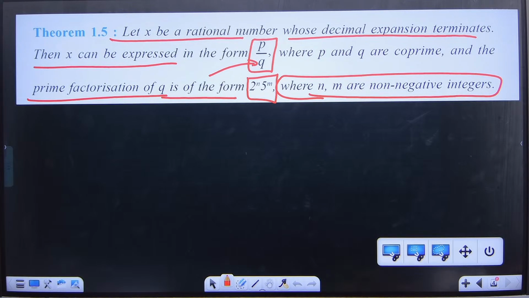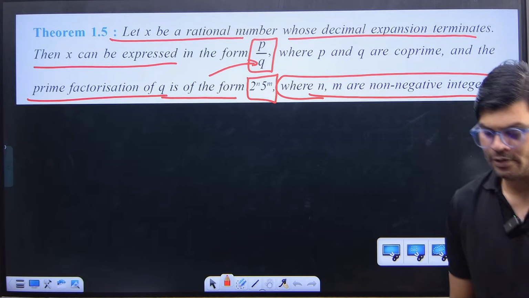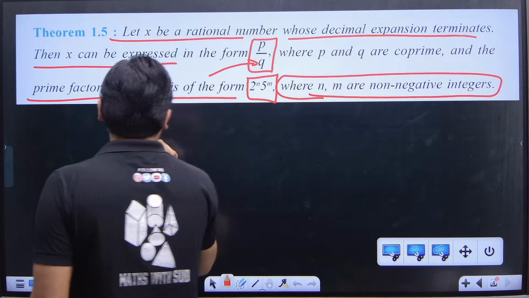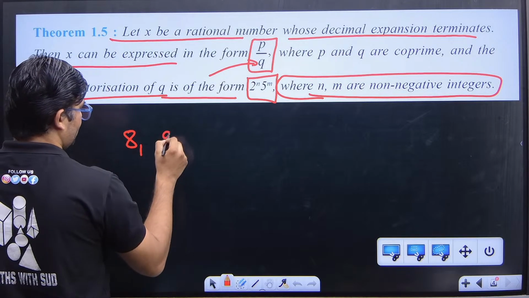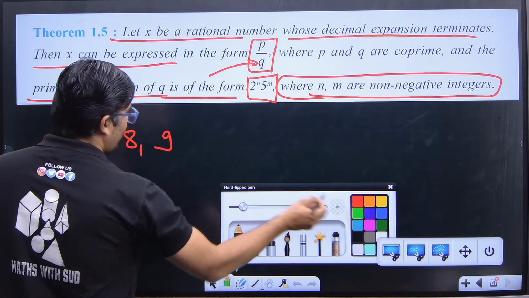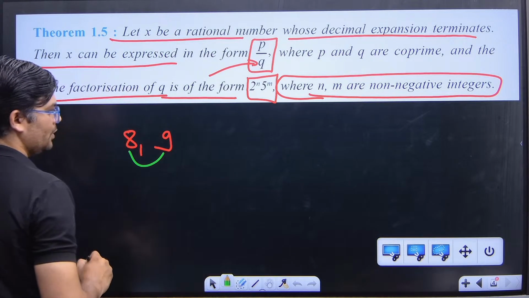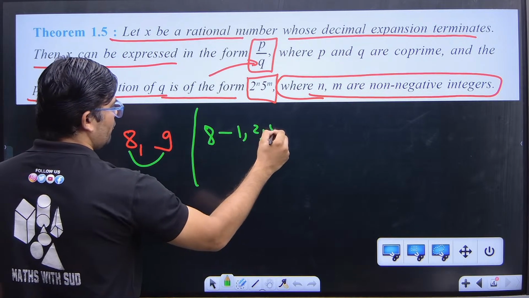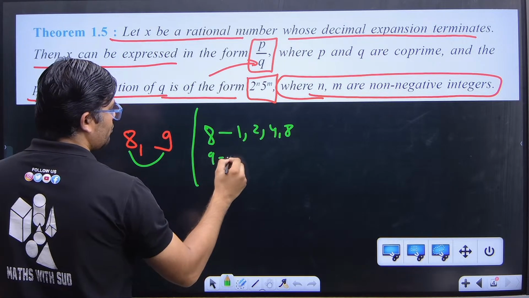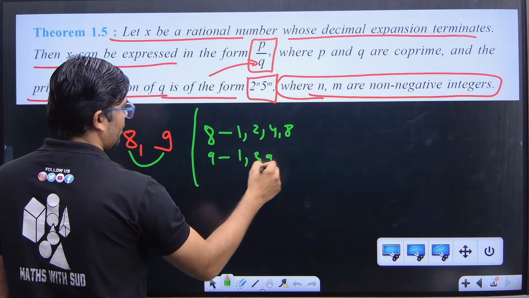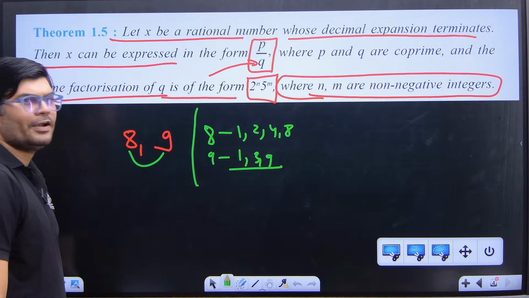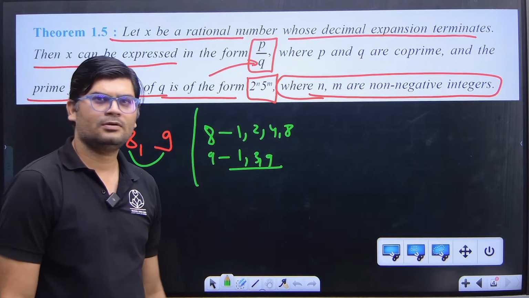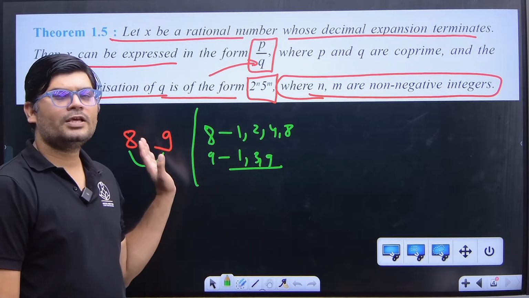Co-prime numbers are numbers which have 1 as their highest common factor. For example, 8 and 9: do they share any common factor? The factors of 8 are 1, 2, 4 and 8. The factors of 9 are 1, 3 and 9. Do they share any factor other than 1 in common? No. So they are known as co-prime numbers.